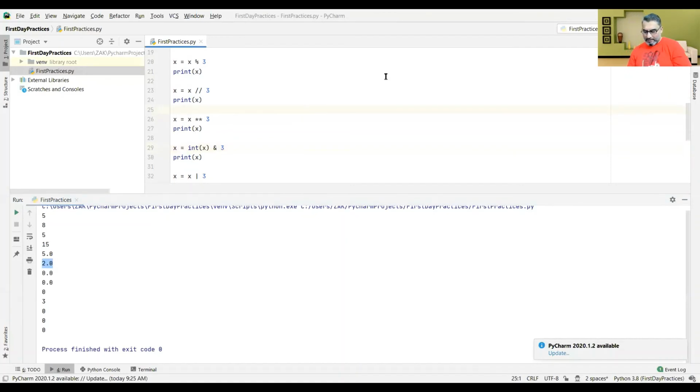Let's make x 5 here. 5 into 5 into 5, 125. This one, x power 3, cube, x cube actually it is.